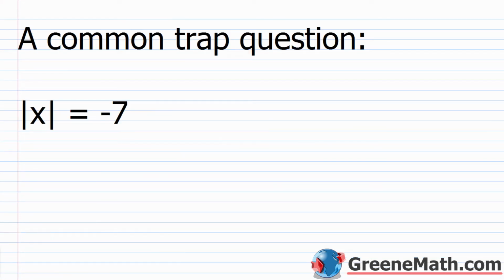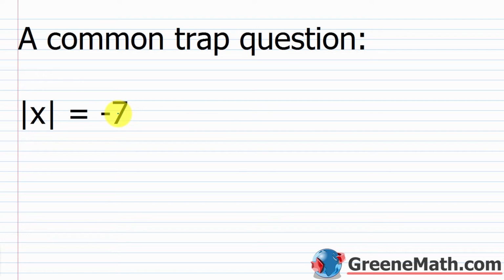All right, so the next three problems I'm going to give you are going to be trap questions that you're going to come across. Your teacher, your textbook, whoever you get information from, your tutor, maybe just this video, somebody's going to give you a problem that looks something like what you're going to see in the next three problems. So a common trap question would be something like this. The absolute value of x is equal to negative 7. Again, why is that a trap question?